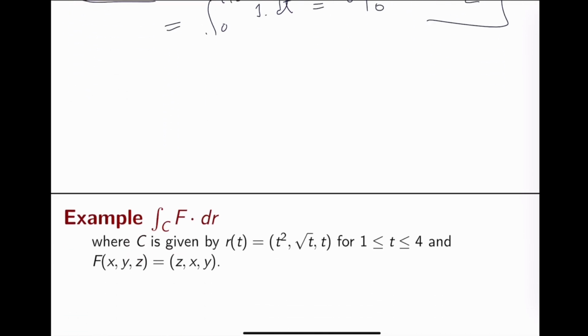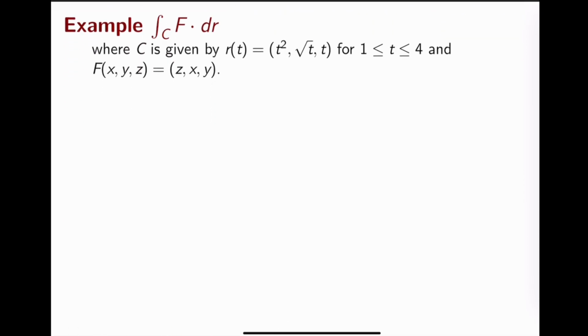Let's do another example with 3 components. So let's see, in this case the vector field is this, and the curve is this. We're going to do exactly the same. We're going to calculate the vector field evaluated at the curve, and when we're done with that, we're going to calculate the derivative of the curve, and we're going to do the dot product between them.